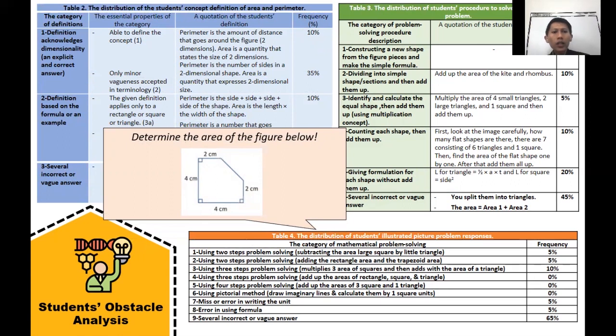Yeah, the question is a part of the illustrated picture problem as follows. Determine the area of the figure below. Okay. So you can see the image of the figure. Okay. For this question, the researcher made 9 prediction categories. There are 6 correct and 3 incorrect answers in solving these math problems.